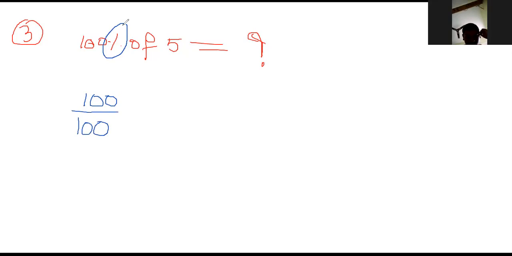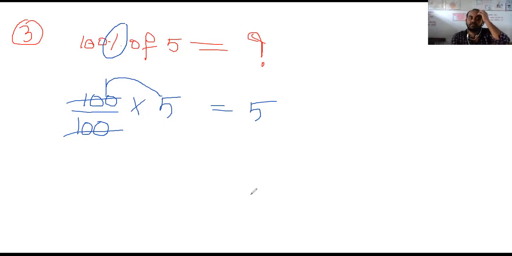When they give percentage, to remove it, what should we do? We should write by 100. Having written by 100, of means into 5 is equal to 5. 100 gets cancelled, means 1. 1 into 5, answer is 5. Got it? Understood or not? Yes, sir. Copy this. If you understood this, then tell me the answer for this question.